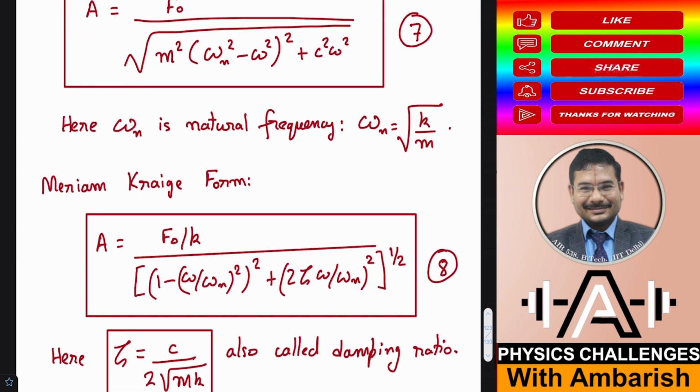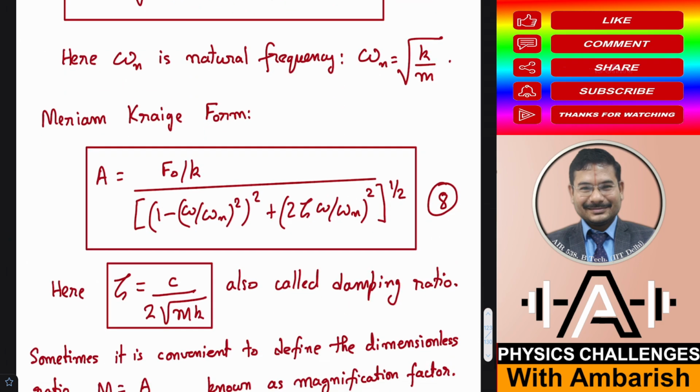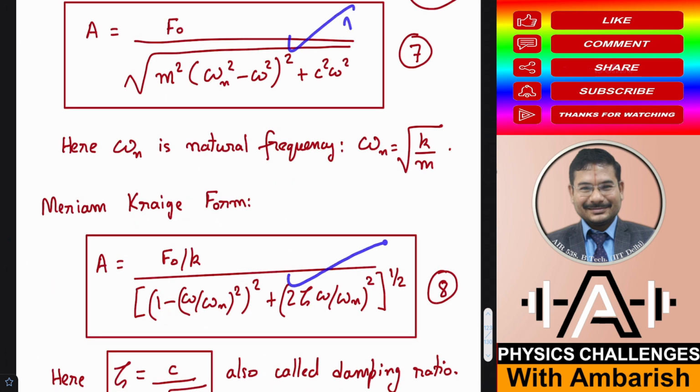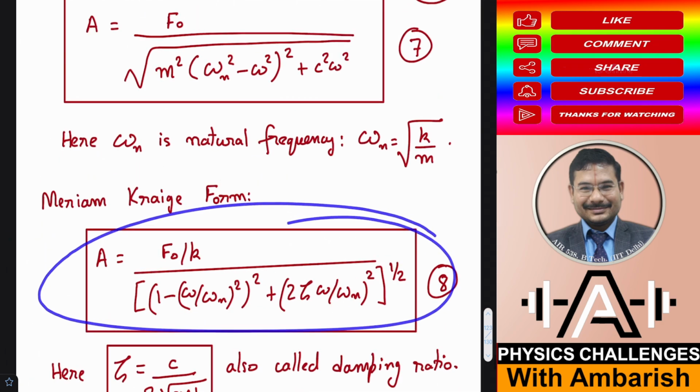Here omega n is the natural frequency, and this can also be written in another form that most engineering textbooks use. They write it using what is known as the damping ratio. And what is the damping ratio? Damping ratio is c upon 2 root mk. If you use that, you can easily show that this equation is equivalent to equation number 8. You make the whole thing dimensionless by dividing by m square and omega n square, and then you get this damping ratio. You can prove that equation 8 is equivalent to equation 7.